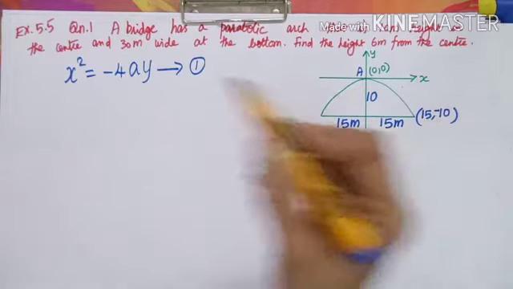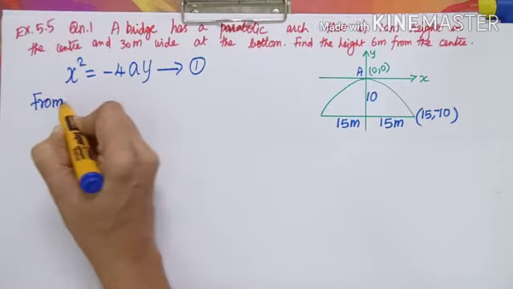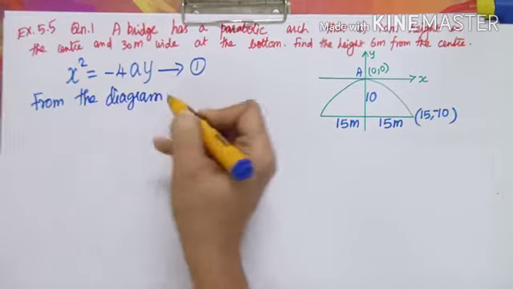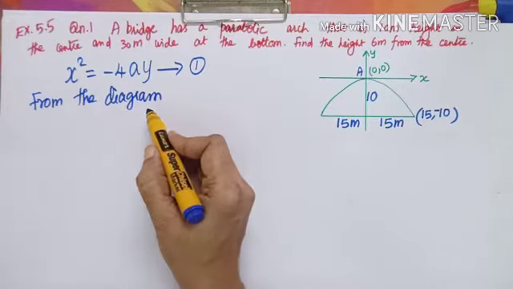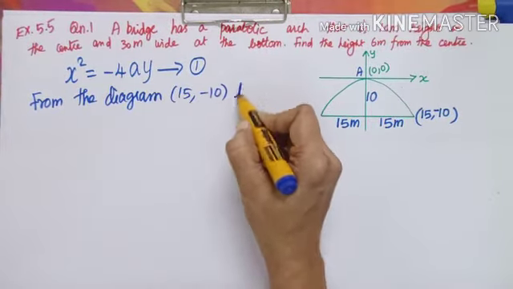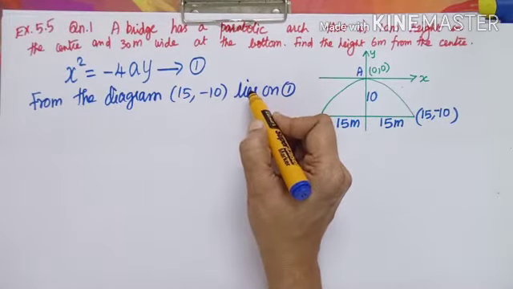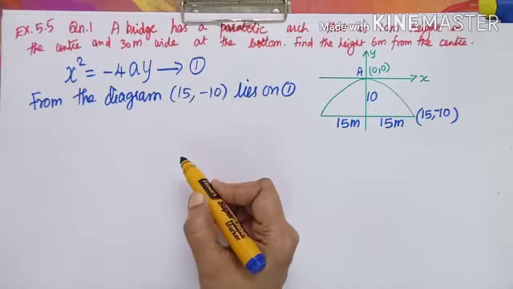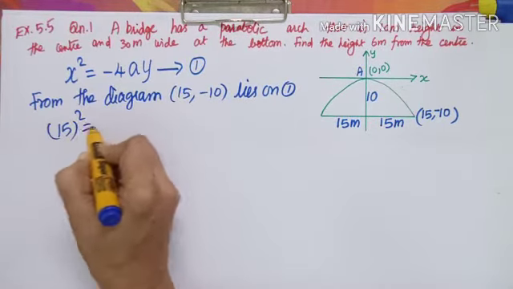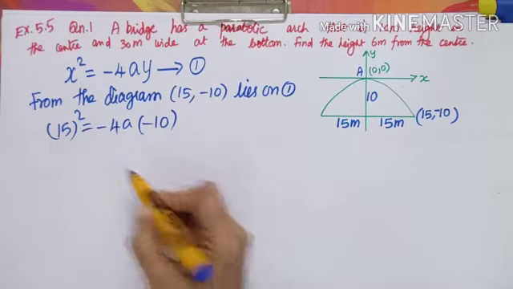Substitute the point in the equation. So let us say from the diagram. When you are not able to write many statements, better use the words from the diagram. 15, minus 10 lies on 1. What do you mean by lying on 1? It must satisfy the equation. So wherever x comes, put 15, and wherever y comes, let us put minus 10.